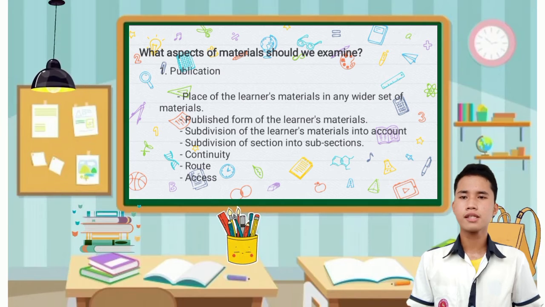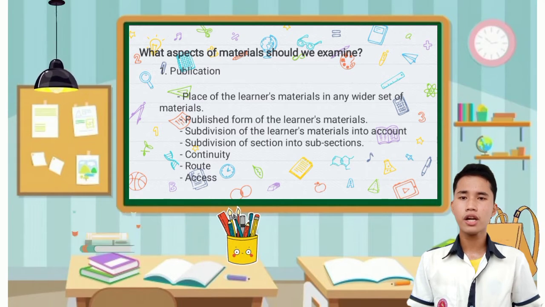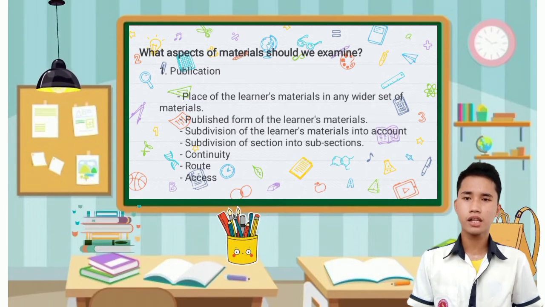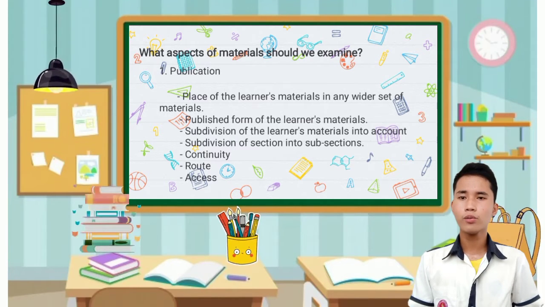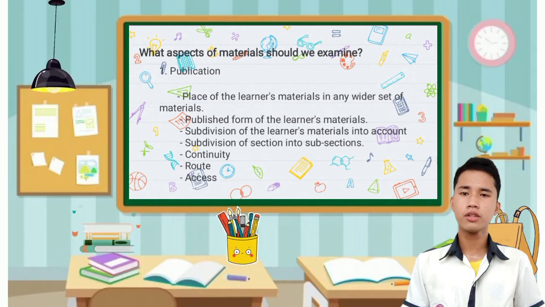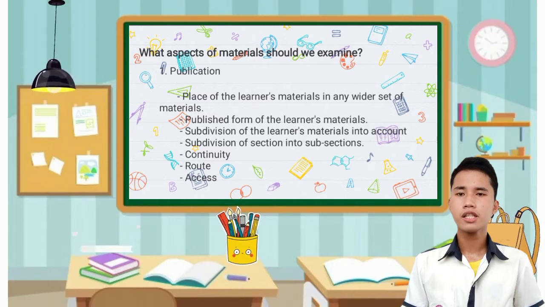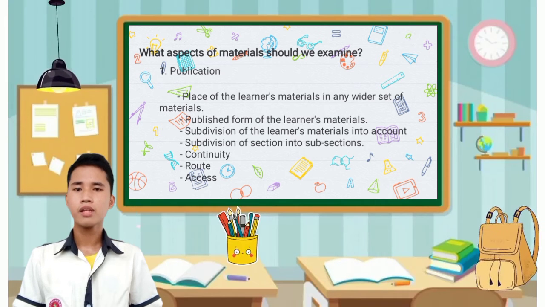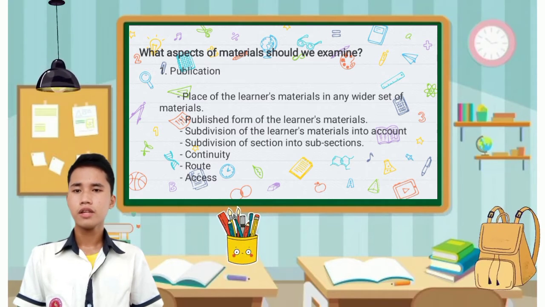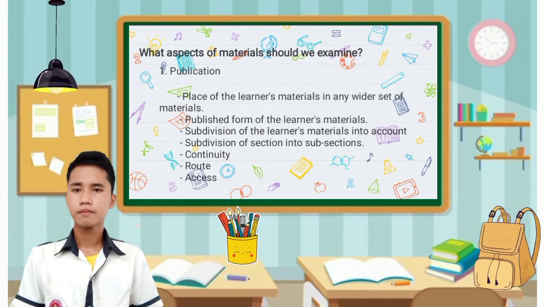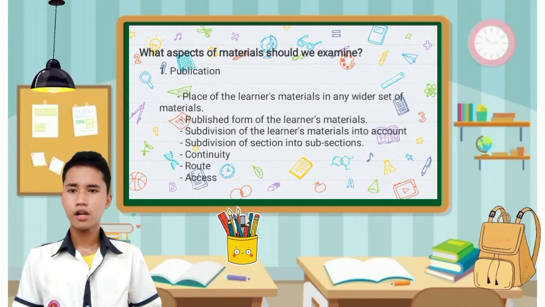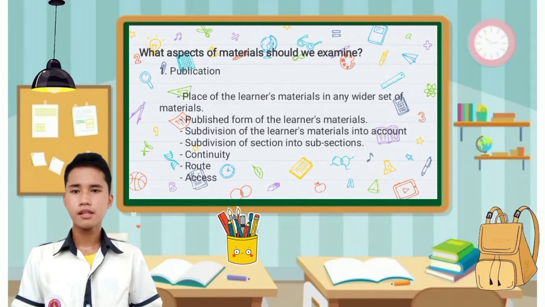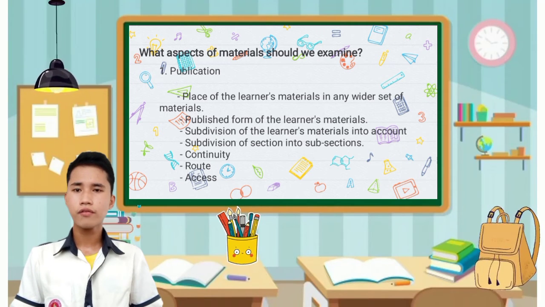We may also look inside the materials to determine how they are divided into sections and subsections, how a sense of continuity or coherence is maintained, and whether the order in which the materials can be used is predetermined. This final aspect suggests one further element: how access into the materials is supported. For example, whether there are contents lists, word lists, text search facilities, hyperlinks, and so on.